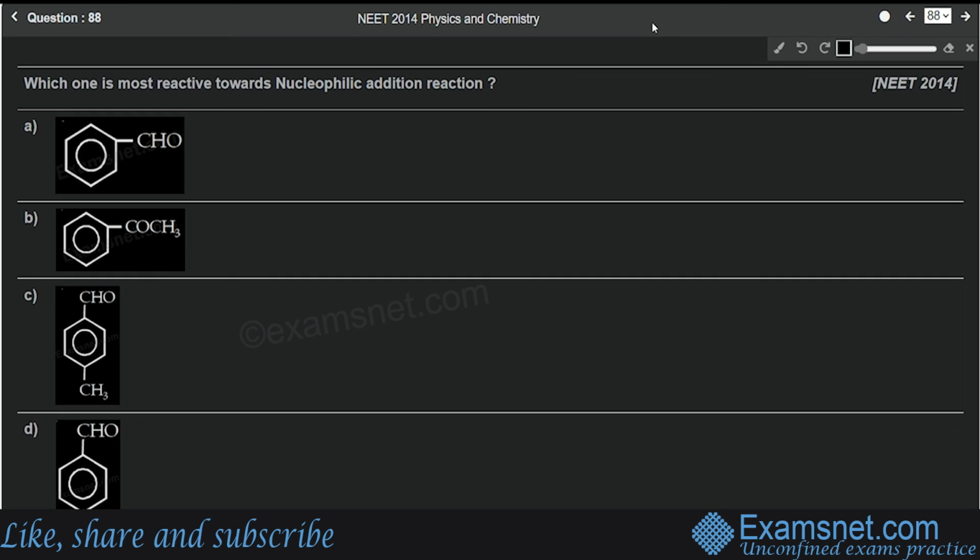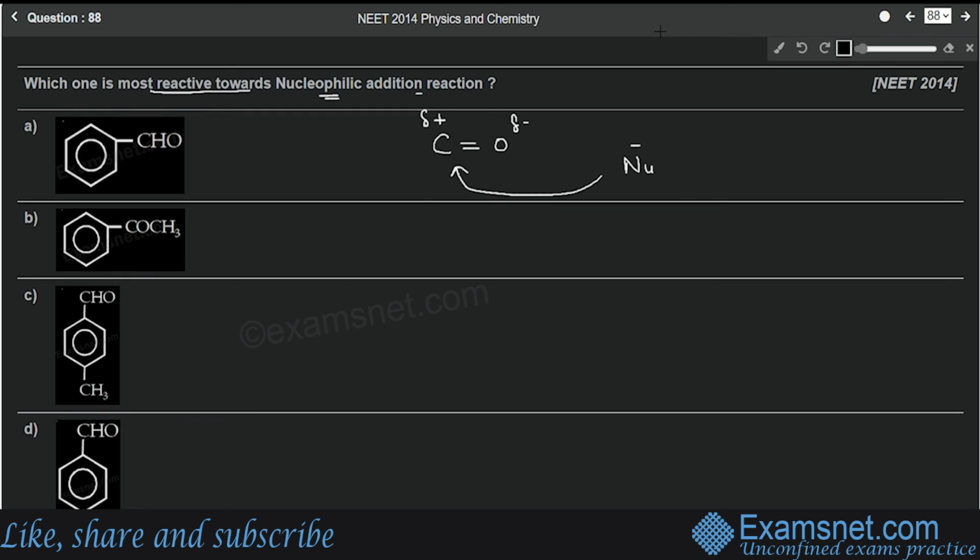Question number 88 is from the chapter Aldehydes, Ketones and Carboxylic Acids. And the question is, which one is most reactive towards nucleophilic addition reaction? Okay, so here you can see we have carbonyl group, C double bond O in all the given options. Now here in this carbonyl group, oxygen will have partial negative charge, whereas carbon will have partial positive charge. Now a nucleophile will attack this electrophilic center, that means the carbon having partial positive charge.